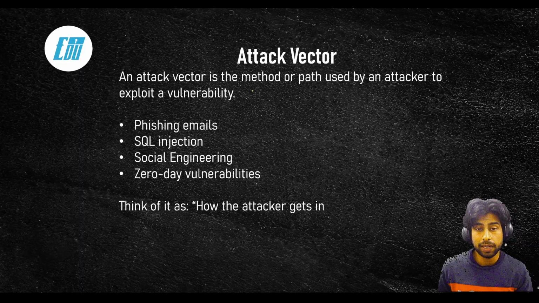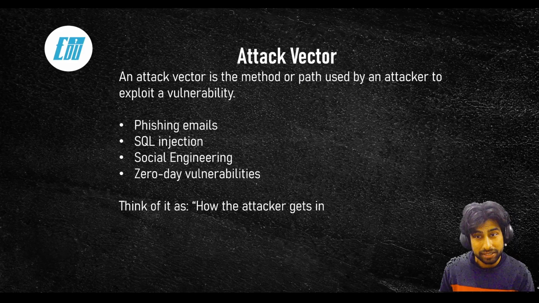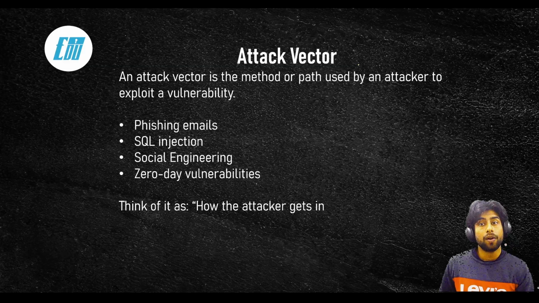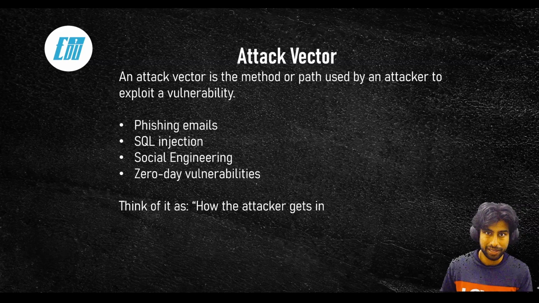Okay, so let's go with attack vector now. It says attack vector is a method or path used by an attacker to exploit a vulnerability. Now, here is the point: what kind of method did the hacker actually use to get into that attack surface and exploit the system?